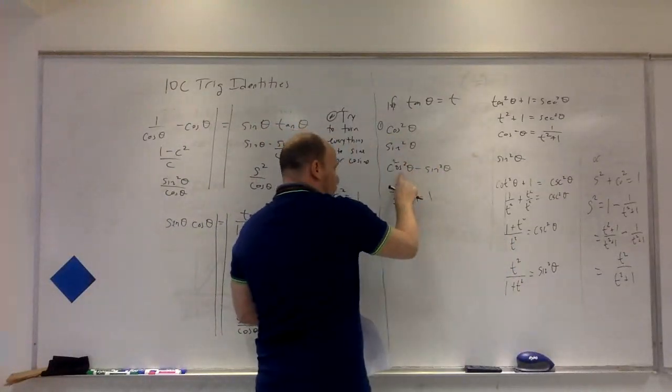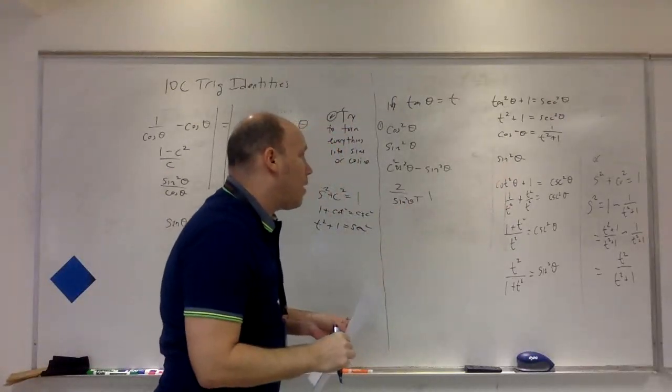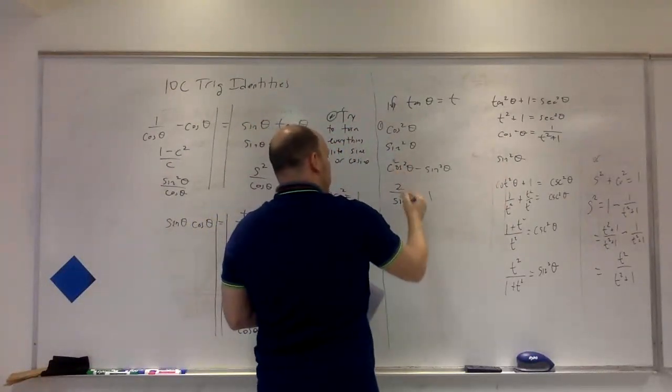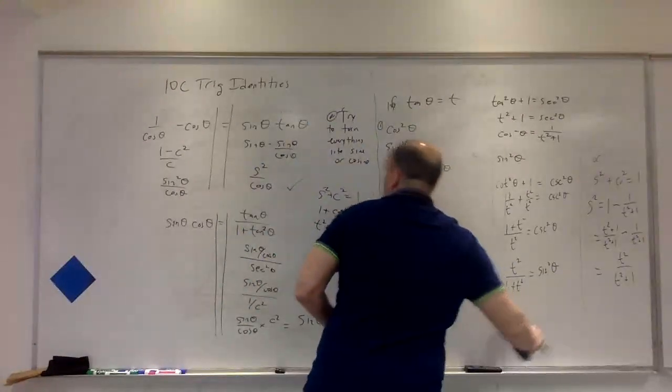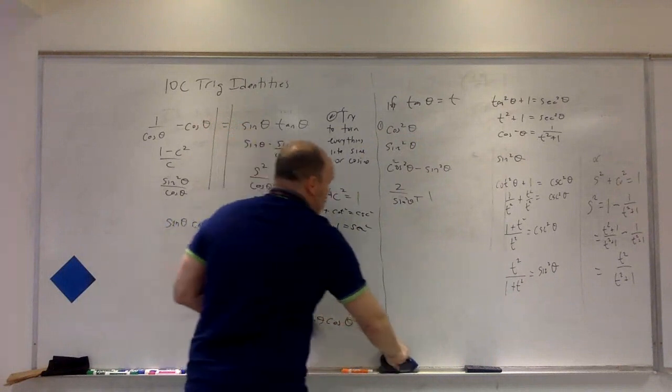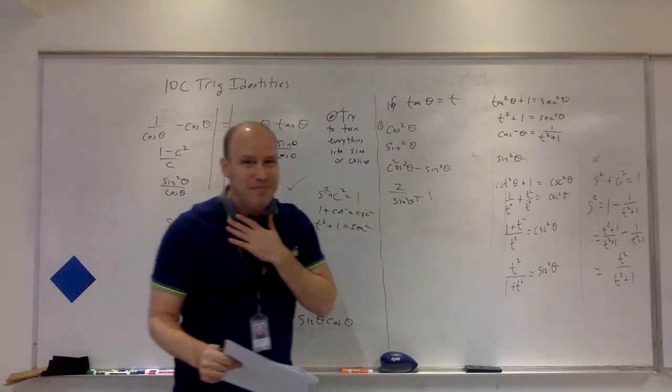So the next one is cosine squared minus sine squared. So let's see, what do we have here? Cosine squared theta minus sine squared theta, and you put them together. So you can try these on your own. This is part of the homework.